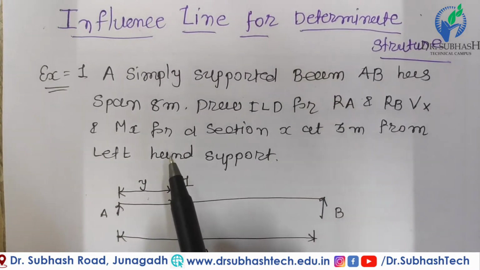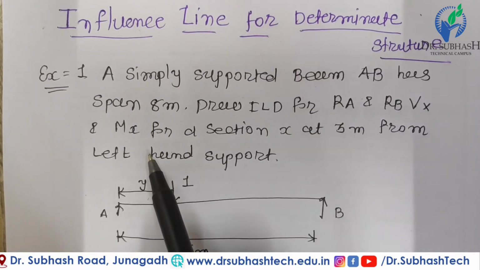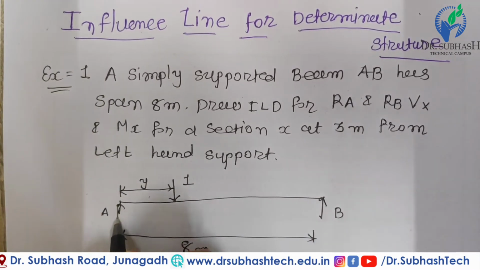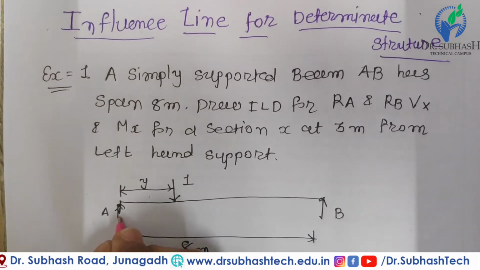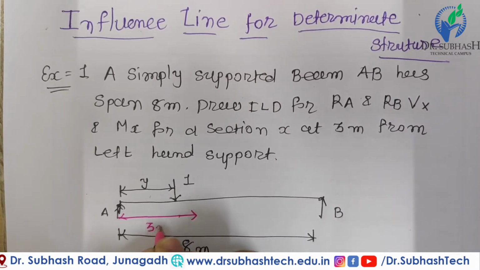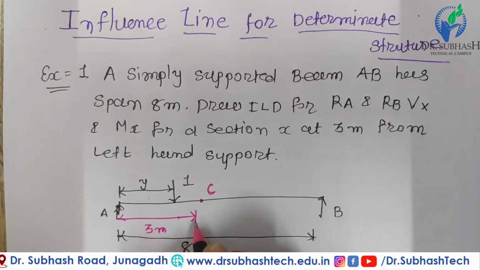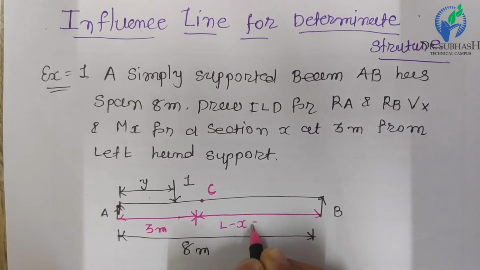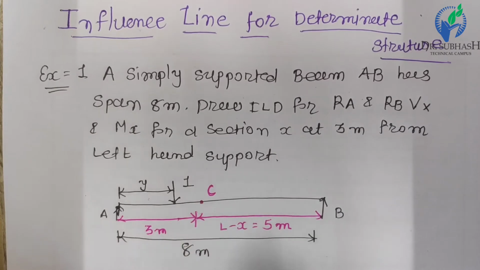Now what is the further data given? We also find Vx and Mx, meaning at section X at 3 meter from the left hand. Our left hand is A. Now we draw 3 meter from the left hand support for our section. I will give the name of point C. So what should be the remaining span? It should be L minus X, which is equal to 5 meter. So 3 meter from the left hand side, section C is given.